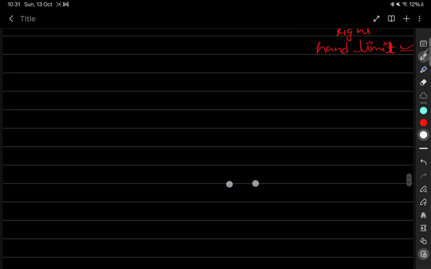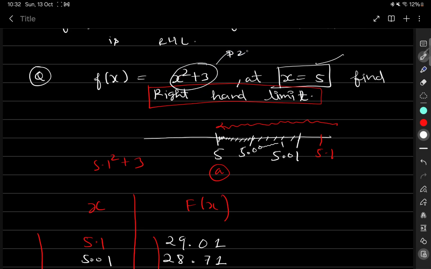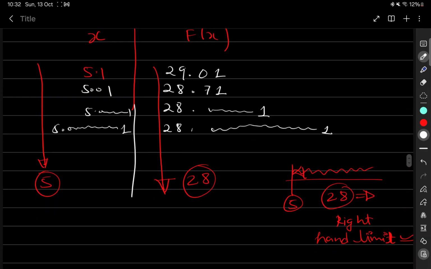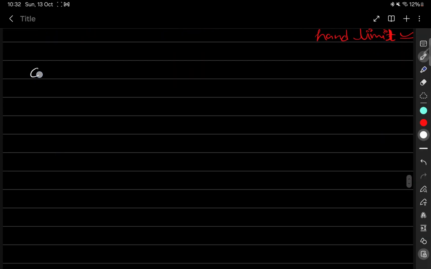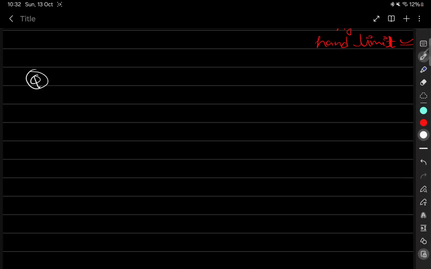Come to the next problem. Now some students say, sir, why are you doing all these things, if I put 5 here directly then also I am getting 28, so why are you doing this? If students do it like that, the concept of limit gets spoiled. Why was limit used? Because at a particular x value it's not possible to find that value. Are you getting my point or not? Okay, let's take another question, then you will understand why we are not putting the direct value.